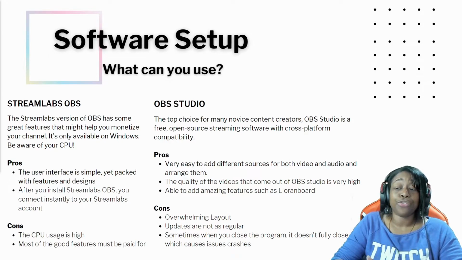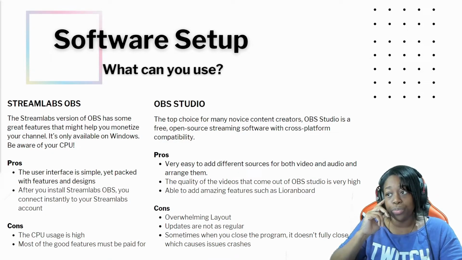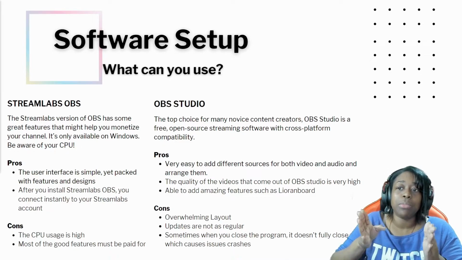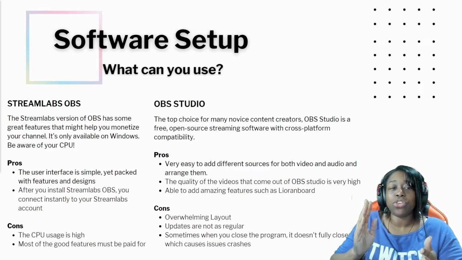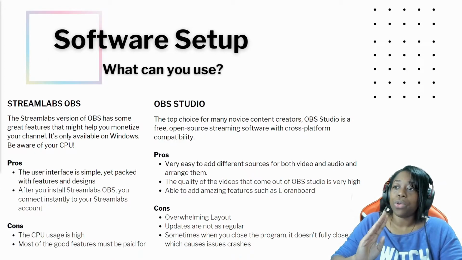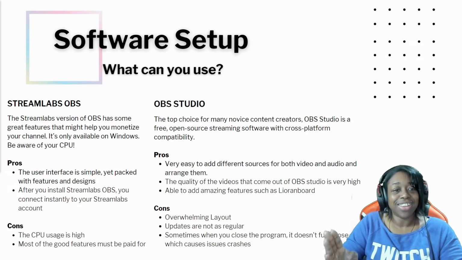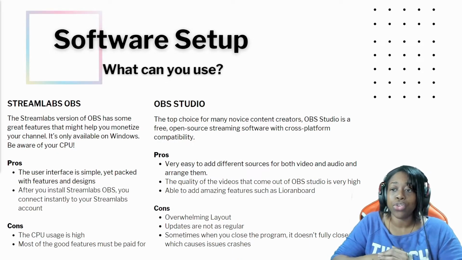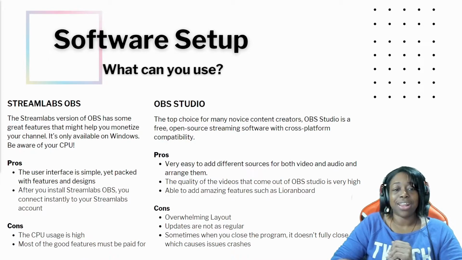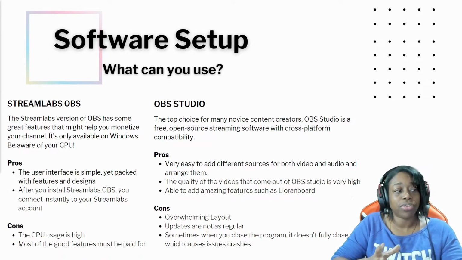OBS Studio. This is the top choice for many novice content creators and even expert content creators. OBS Studio is free, it's open source, and it has streaming software with cross-platform compatibility. Now, think about Streamlabs OBS and OBS Studio like Apple and Android. Streamlabs is Apple, OBS is Android, which means one is open source and one isn't. Now, what closed source means is that any updates and anything like that only goes through that one place. It's very much like Apple.